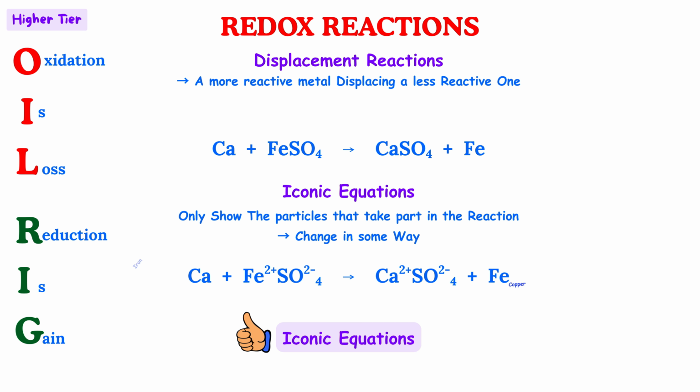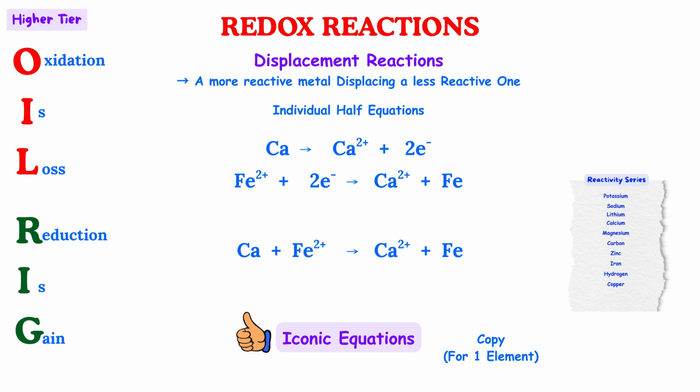To go a step further, we can write half equations, which detail the loss or gain of electrons for each individual element involved in the reaction. For calcium, we would write that a neutral calcium atom becomes a calcium ion with a 2+ charge. Because it loses 2 electrons, we include those electrons on the right-hand side of the equation. This shows that calcium is oxidized.